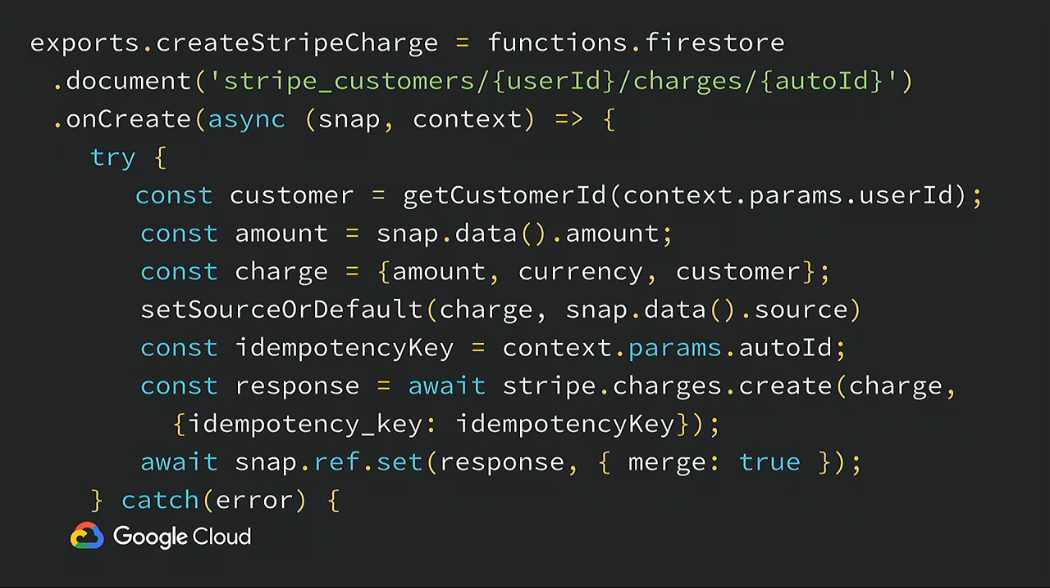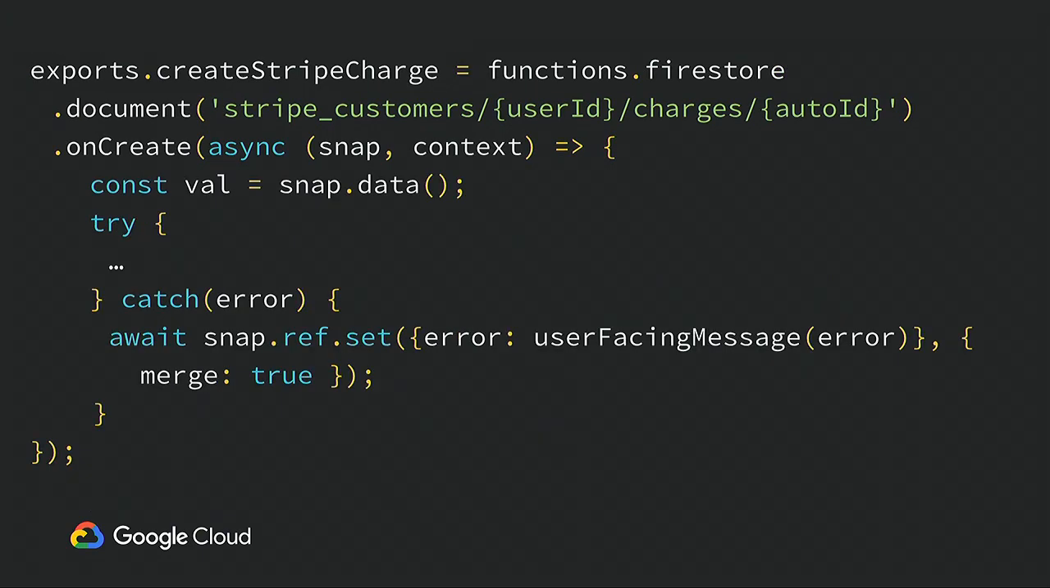Then we'll talk to Stripe and pass in our charge that we created earlier with our currency, amount, and customer, and also give it the idempotency key. Then we wait for that data to come back, and then store it in Cloud Firestore. You'll notice here that we wrap this in a try-catch, and that's because this logic is really important, and we want to make sure any errors are surfaced to the user. So we have a function that says user-facing message, and then we put the error in there so the user can understand what's going on with their application.